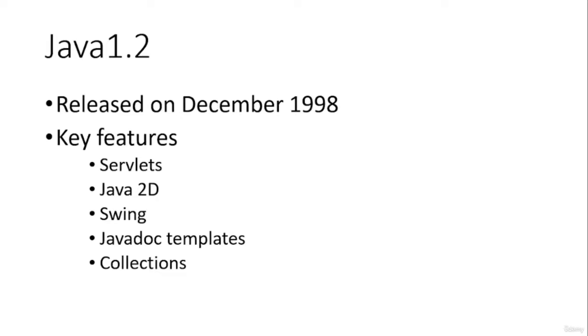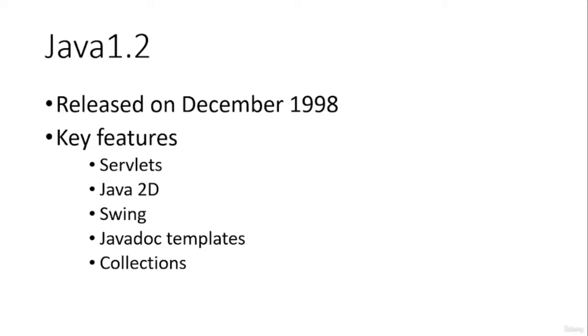Version 1.2 was released in December 1998, and its key features include servlets. Servlets means the server related technologies which allow us to have server side code used in Java web development. We will not cover this topic in this tutorial. The next thing is Java 2D, a package which allows us to have graphical operations such as drawing a circle or a rectangle. All those operations can be done using Java 2D.